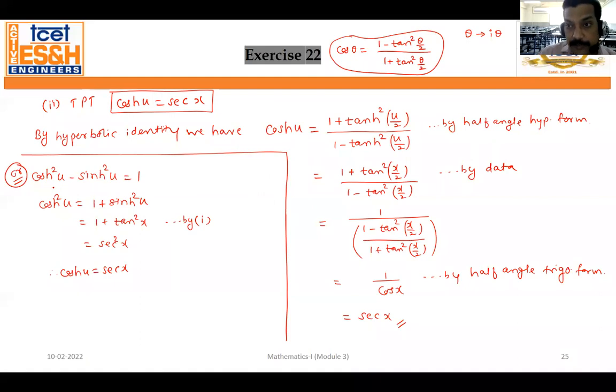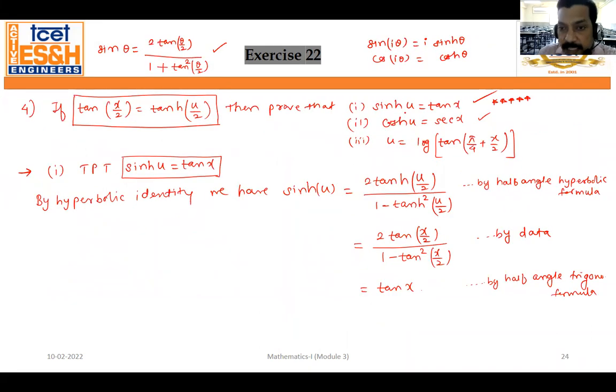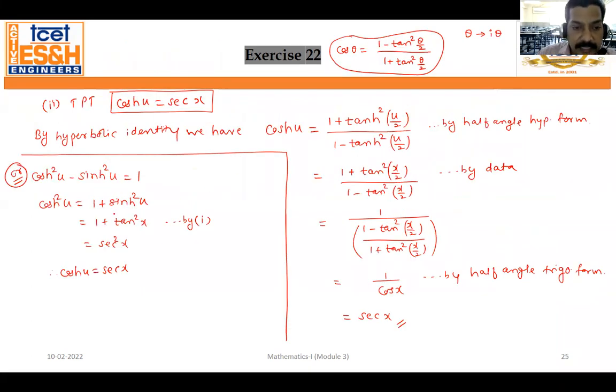And there is another alternative option which I told you just now: cos hyperbolic square minus sin hyperbolic square is 1. That means cos hyperbolic square becomes 1 plus sin hyperbolic square. But according to result 1, what have we just proved? Sin hyperbolic of u is equal to tan x. So it is 1 plus tan square x, and that is sec square x. So cos hyperbolic square u is equal to sec square x, which means cos hyperbolic u is equal to sec x.